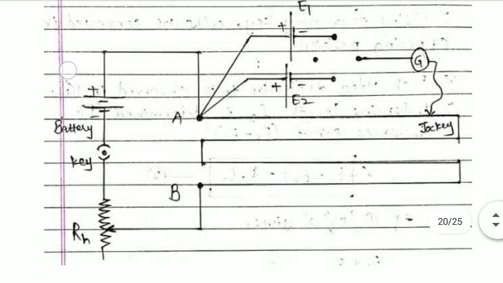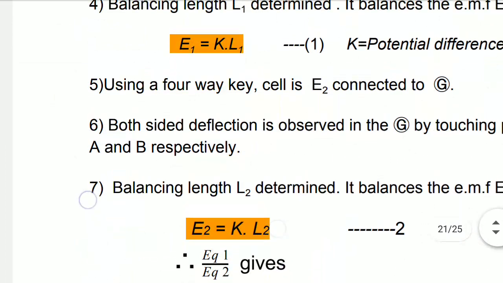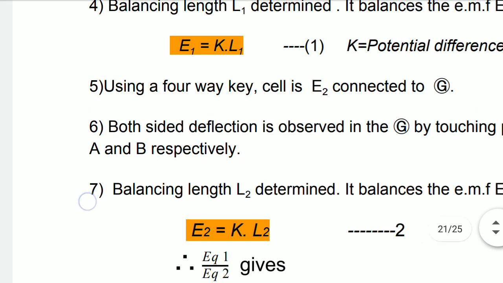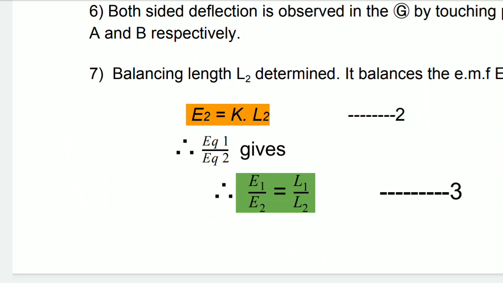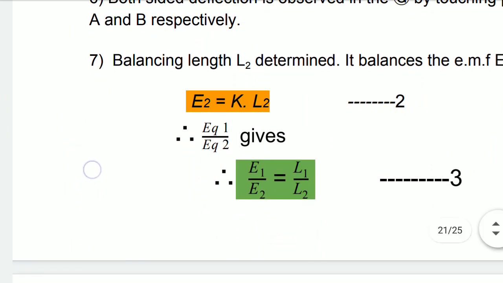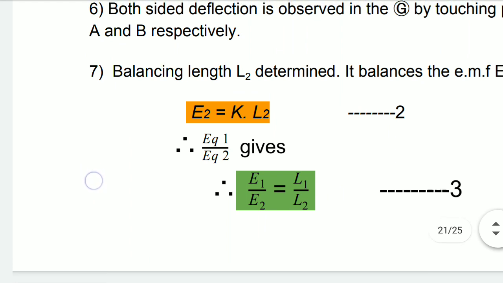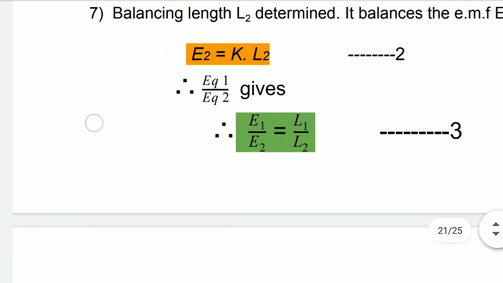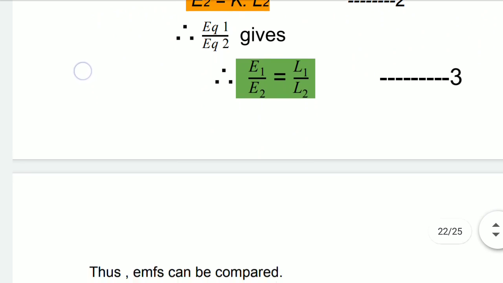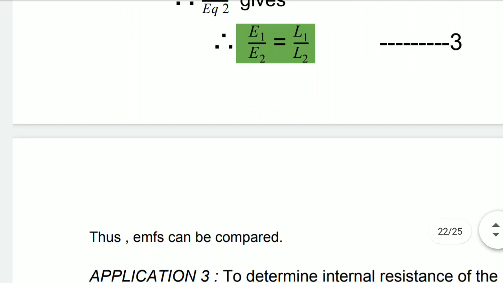So in this case we are going to have E2 is equal to K times L2. That's what you find. Now I can have equation 1 divided by equation 2. If I do, I'll be able to find that E1 upon E2 is equal to L1 upon L2. In the experimental arrangement, you can measure the values of L1 and L2, and then find the EMF ratio of the two cells. E1 by E2 can be calculated like this.